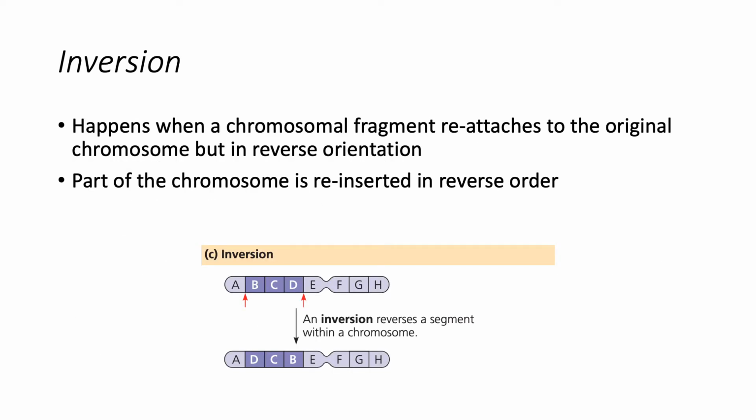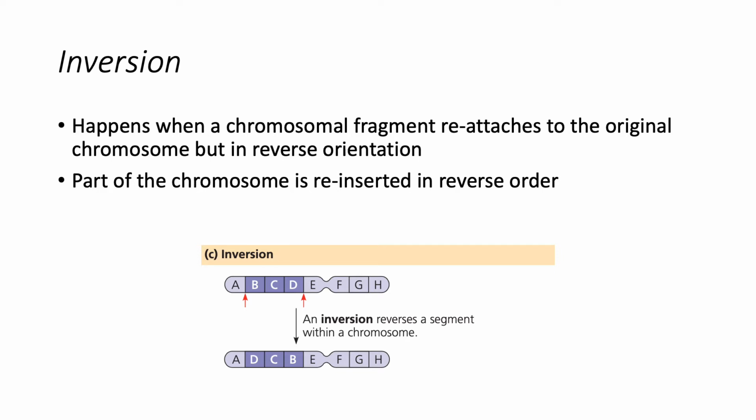The next type of structural alteration is inversion. Inversion happens when a chromosomal fragment reattaches to the original chromosome, but in reverse orientation. Inversion, being characterized by a rearrangement in the linear sequence of the chromosome, usually results in the total amount of genetic material being unchanged. Generally, the genes within the inverted region are transcribed correctly, so most inversions do not have phenotypic consequences.